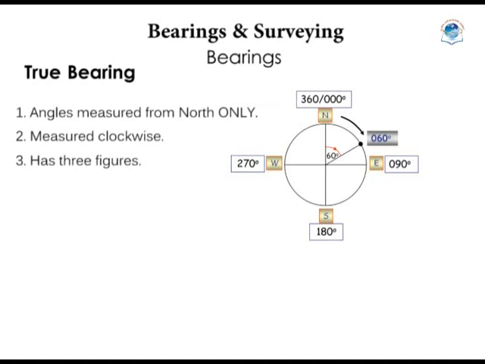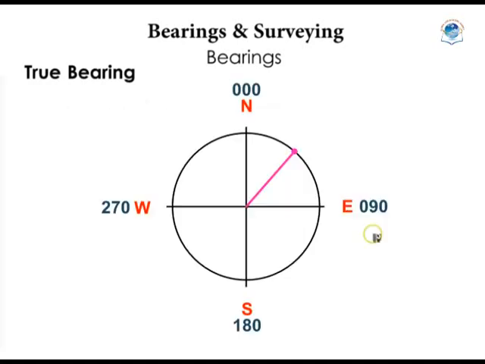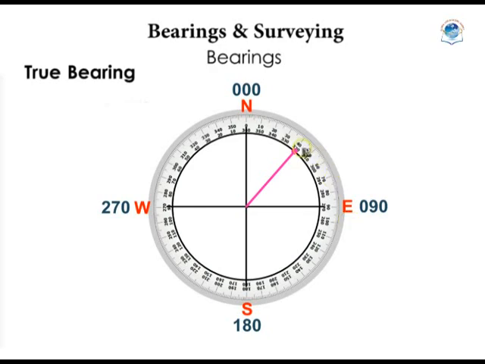North is equal to 000 degrees. East is 090 degrees. South is 180 degrees. And west is 270 degrees. So if we turn 60 degrees from north, that bearing will be 060 degrees. If we turn this much, let's see the angle. It's 40 degrees, and so the true bearing will be 040 degrees.